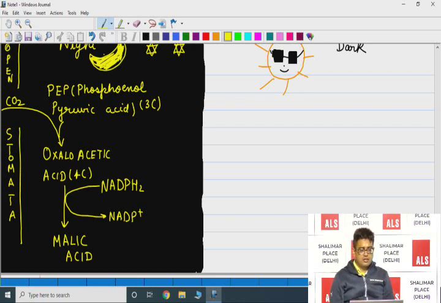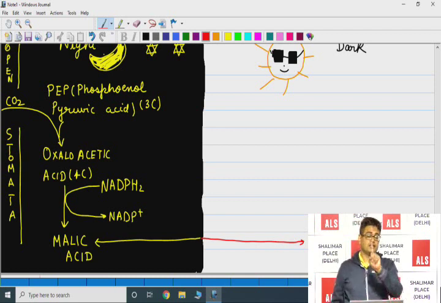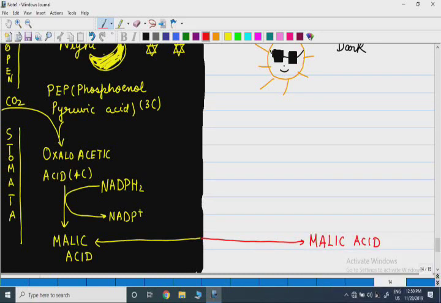Okay, and this malic acid will be transported and stored in the cell vacuole, and this will be utilized during the daytime. So, I am writing malic acid here in that same cell where malic acid is formed. It is not being transported, right?